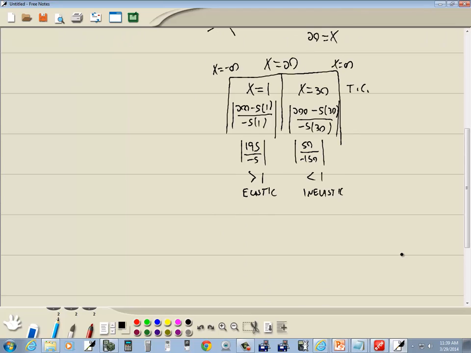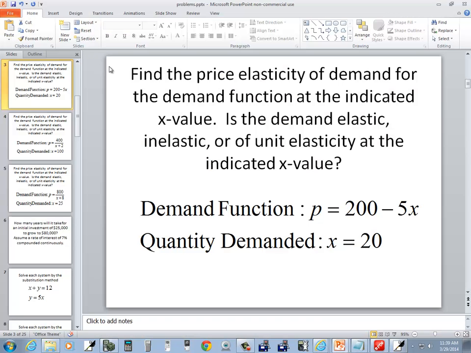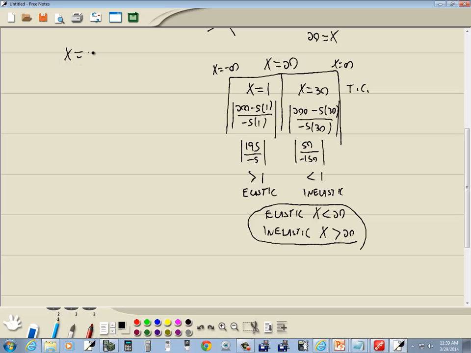So let me write out what I just said. It's elastic when x is less than 20. And it's inelastic when x is greater than 20. Well, let's look at the specific case they give us in this problem. They're telling us to analyze it when x is equal to 20.